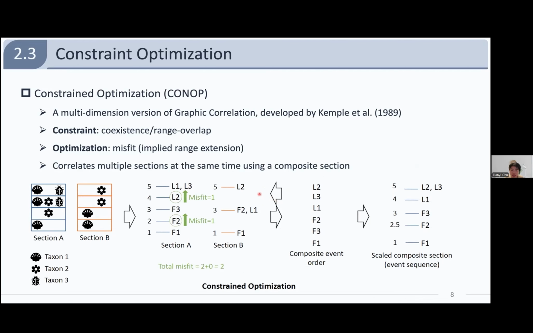To address the limitations of graphic correlation, CONOP was developed as a more powerful, multi-dimensional alternative. It applies constraints like coexistence and range overlap and uses optimization algorithms to minimize total misfit across multiple sections. Instead of comparing just two sections, it builds a composite section that integrates all available data. This gives us a more global, consistent, and statistically rigorous correlation.